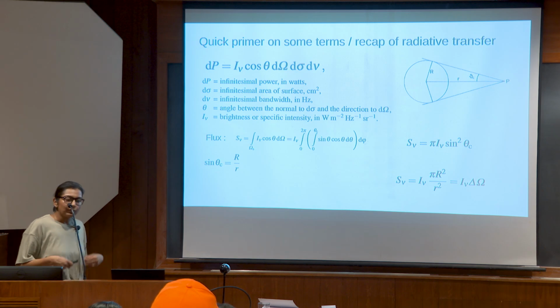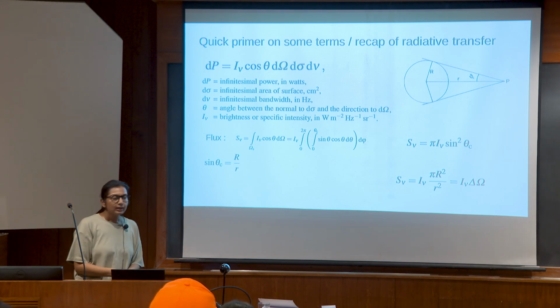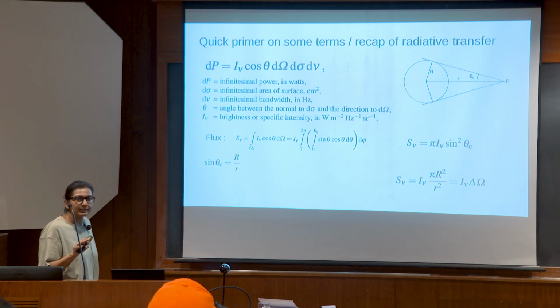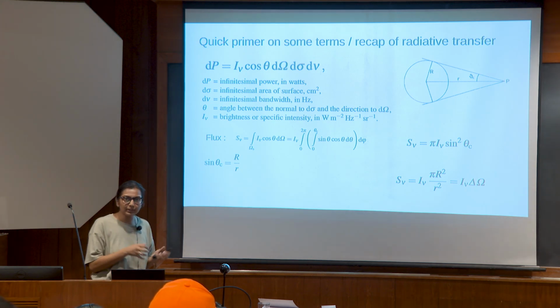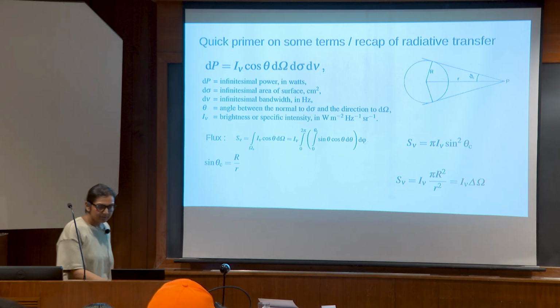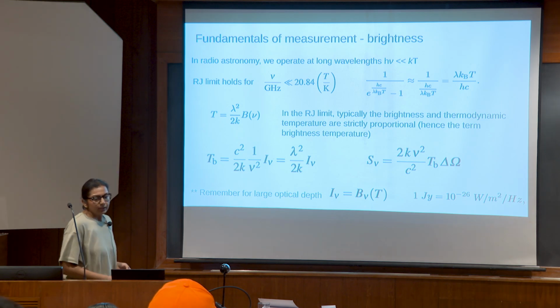Now there's another term called flux. Flux is nothing but the specific intensity integrated over the angle, over the object. So there's an integral over d omega here, and flux is a standard unit in radio astronomy. So for a radio telescope or a source that subtends some angle delta omega, my flux density there is I nu delta omega. This is something that you have touched upon in radiative transfer.